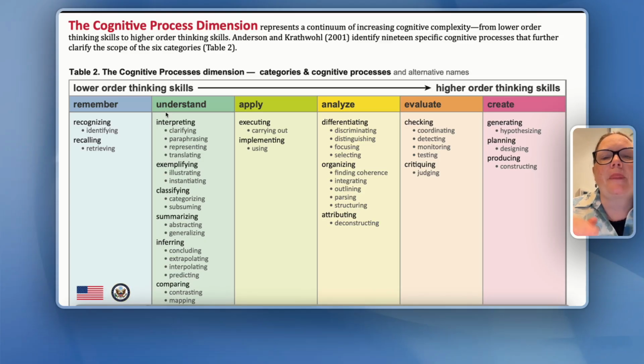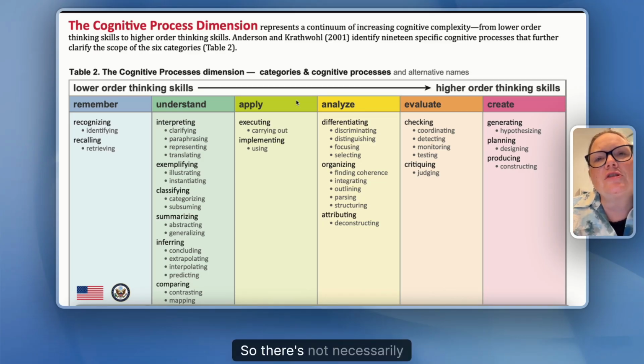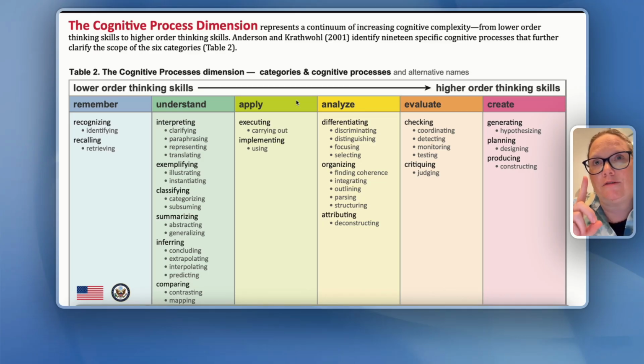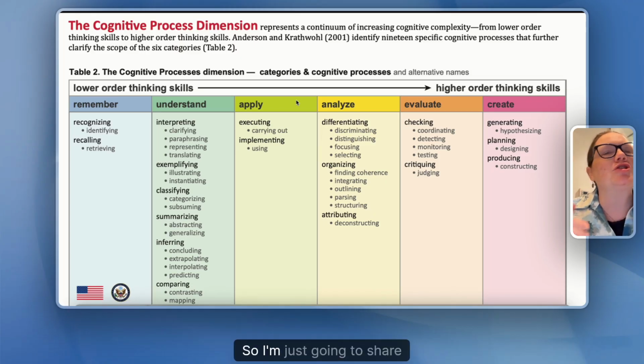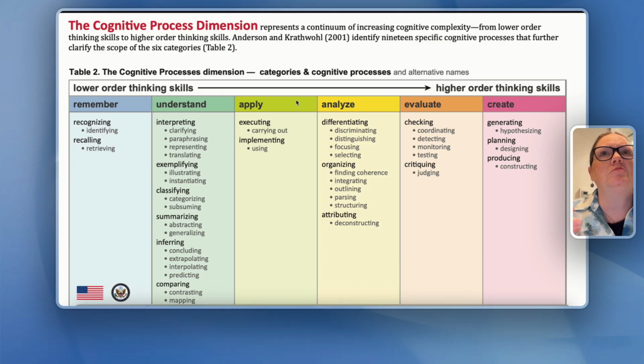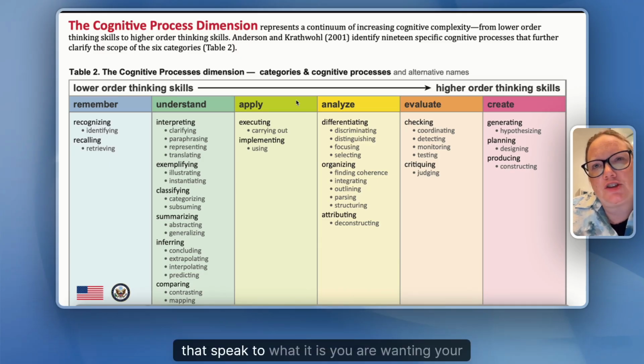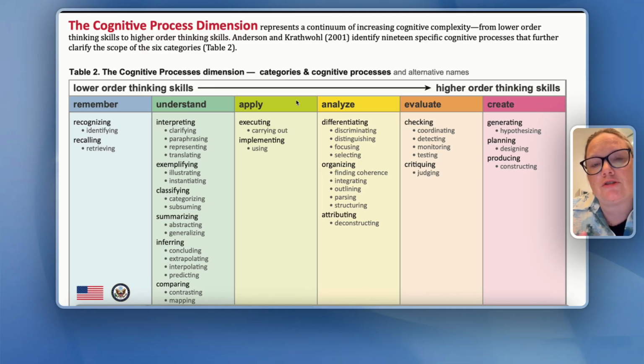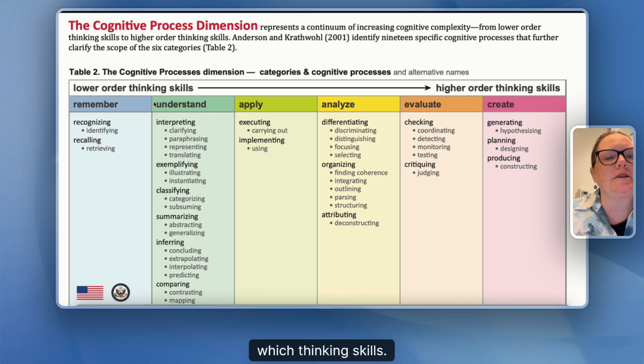Now, I will say that different people put different verbs and different ideas in different lists. Even Bloom's big verbs like remember, understand, apply have been changed over time. So there's not necessarily one right version of these. I'm just going to share this one and one more with you, but you can go online and find many others as well to help you find the verbs that speak to which thinking skills you want your students to be able to understand.